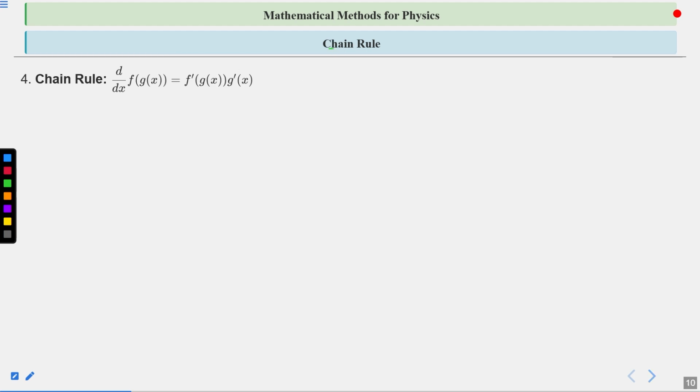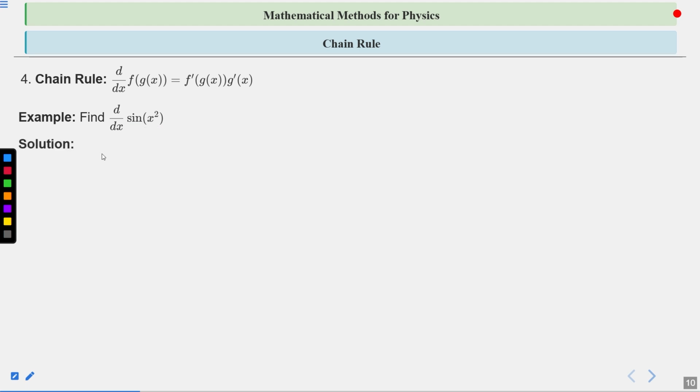Chain rule. So the term is f of g of x. Now first take the derivative of f of g of x, that is f prime g of x. After that, take the derivative of g of x, that is g prime of x. So the question is, what will be the derivative of sin of x square?